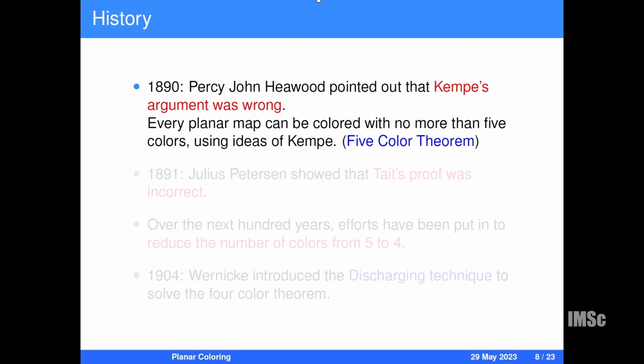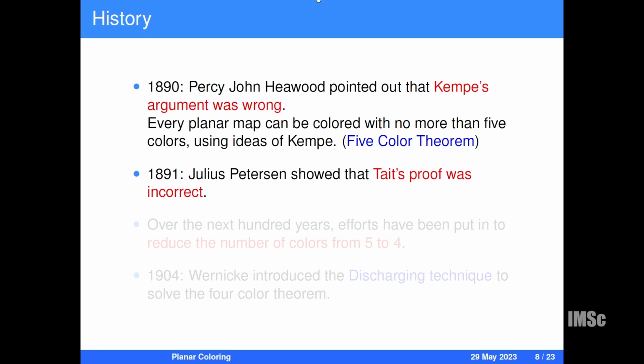Unfortunately, the proof that was claimed by Kempe is incorrect. After 10 years, Heawood showed that there is a fault with Kempe's argument. But using Kempe's argument, he was able to modify the algorithm and come up with a 5 color algorithm. Instead of 4, he was able to show that every planar graph is 5 colorable. That is what we will be seeing towards the end of the talk.